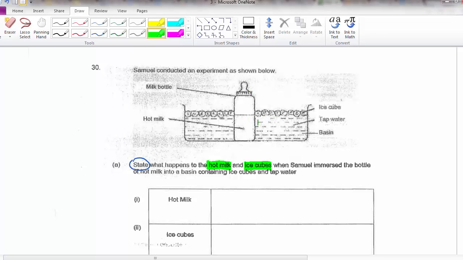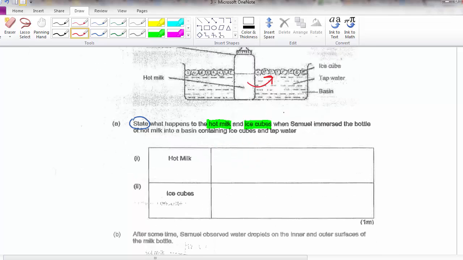Alright, so you need to think what's going to happen to the hot milk. Now the hot milk is going to lose heat, because there are ice cubes around. The ice will cause the water to be much cooler, so heat is going to flow out. Now what's going to happen to the ice cube? The ice cube is going to gain heat. You know that once ice gains heat, it will start to melt.